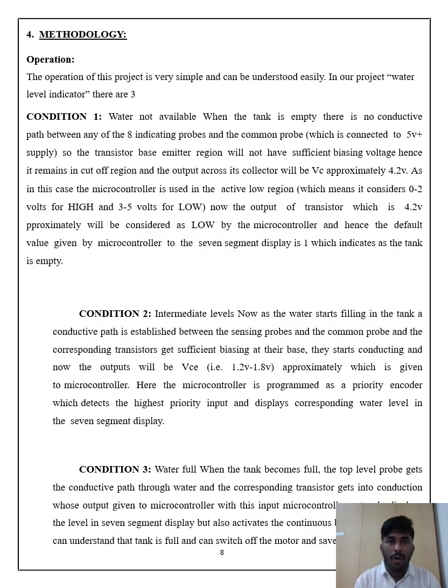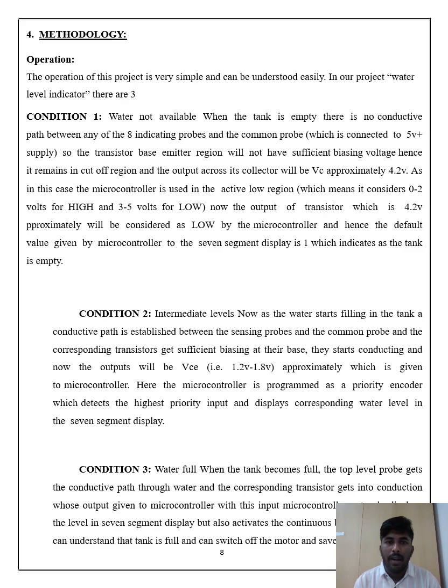Methodology. Operation. The operation of the project is very simple and can be understood easily. In the project water level indicator, there are three conditions. Condition 1: water not available, when the tank is empty. There is no conductivity path between the conductive probes and the common probe, which is connected to the 5 volt supply, so the transistor base emitter region will not receive biasing voltage. Hence, it remains in the cutoff region. The output across the collector will be VC approximately 4.2 volts.